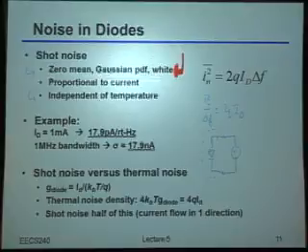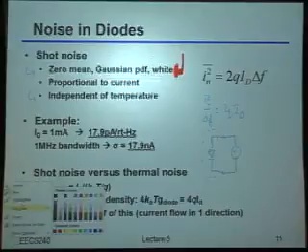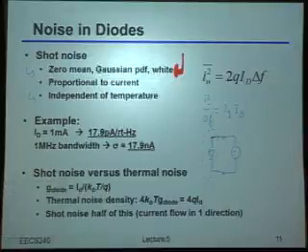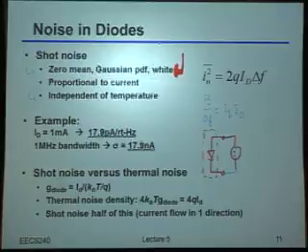And let me actually switch colors so maybe it's a little bit easier to see. So I'll just draw this again so it's a little bit easier. Okay, so I take that diode, again, I put it into a black box, and I can basically apply a voltage and measure how much current is flowing through it.